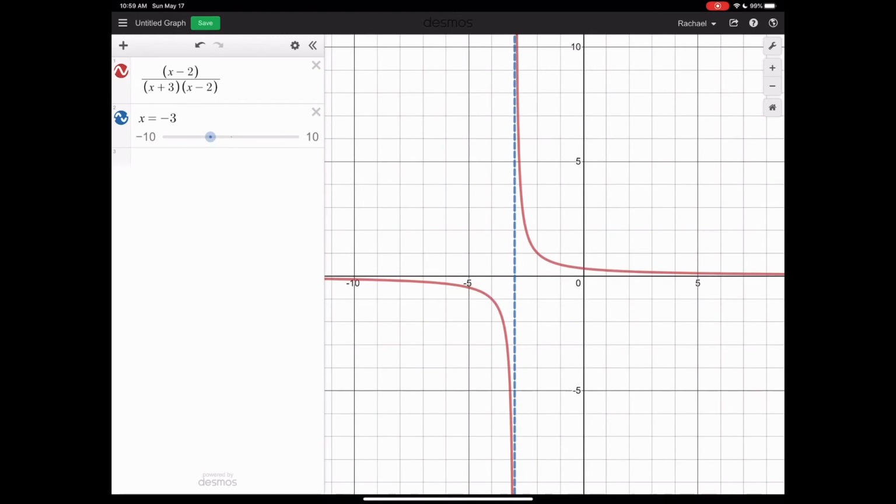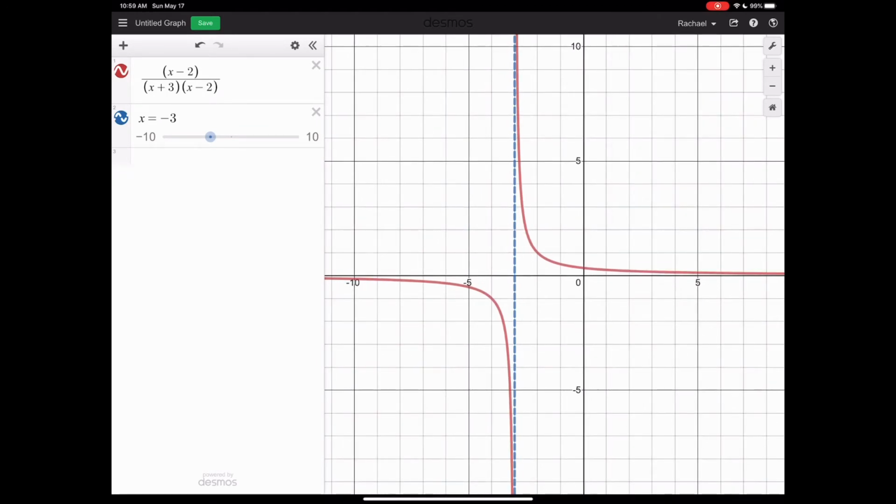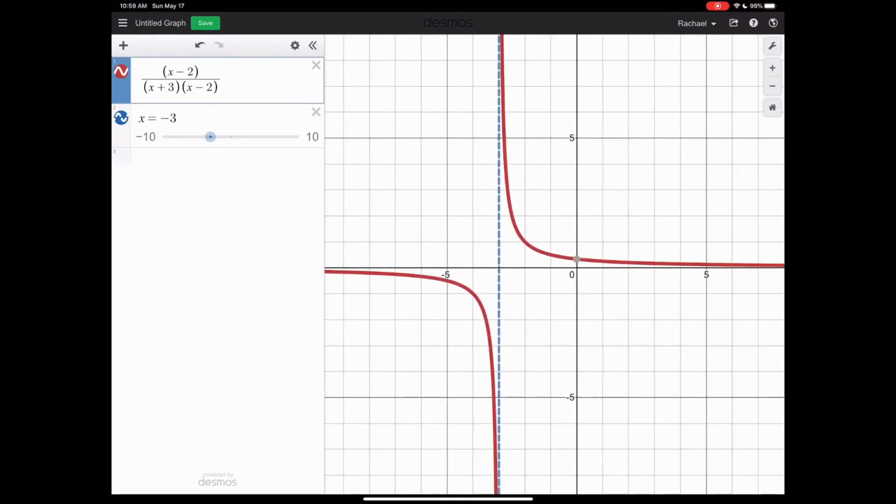So on Desmos, this is what it's going to look like, all right? So I've got my function graphed in red. We see that vertical asymptote. I'm toggling it on and off right now at x equals negative 3. The other value that we talked about was, well, what happens when x equals 2? There should be a hole in our function. It looks continuous. Well, come on, function. There it goes.